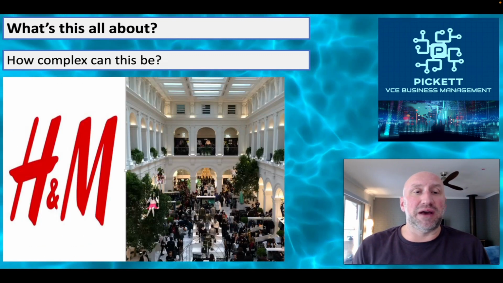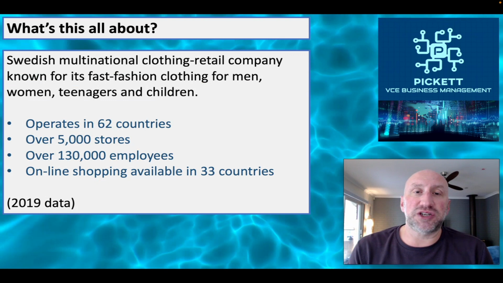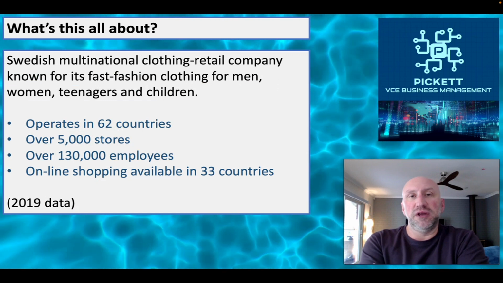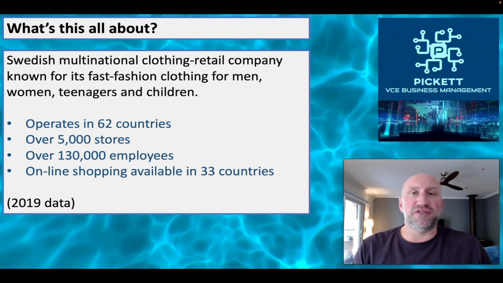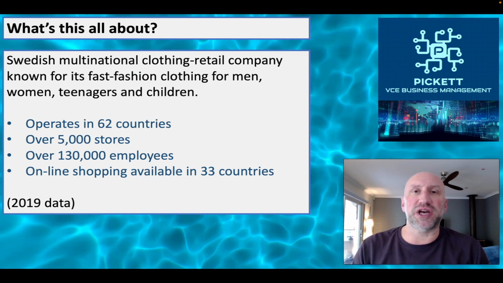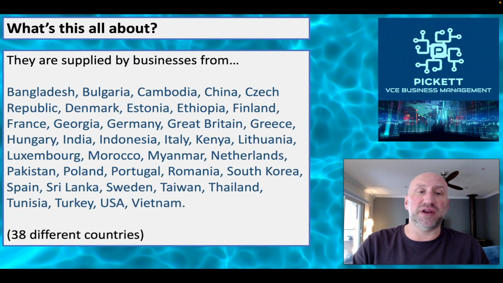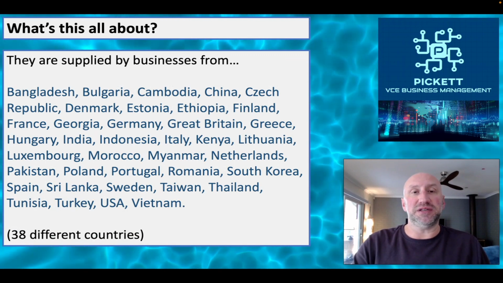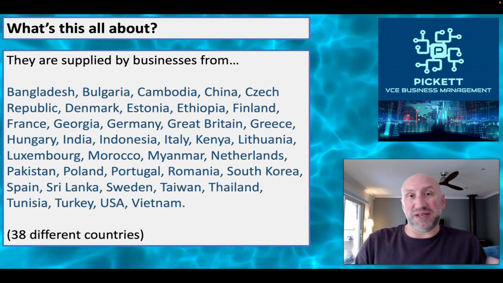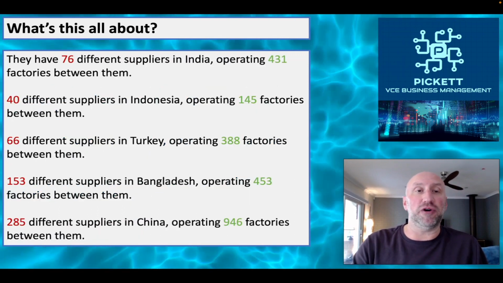If we take this to a larger scale now, H&M. I would imagine most of you are familiar with H&M, a Swedish multinational clothing retail company, fast fashion clothing for men, women, teenagers, children. There are some stats around it: 62 countries, 5,000 stores, 130,000 employees, and so on. That's from a couple of years ago, but I don't think it would have changed too much since then. Now, they are supplied by businesses from all of these different countries, okay? There's 38 of them. So again, this is a huge international, multinational company. So you would expect it to be a bit more complex, but 38 different countries they are sourcing their clothing from.